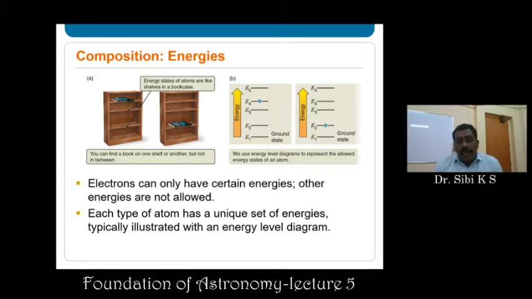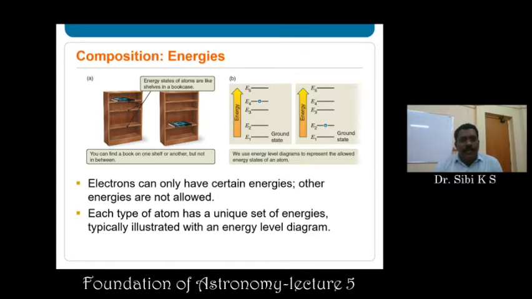An electron can have only certain energies. Other energies are not allowed. You can find a book on one shelf or another, but not in between. You can look at an electron like that. The energy states of atoms are like shelves in the bookcase. We use energy levels to represent the allowed energy states of an atom.